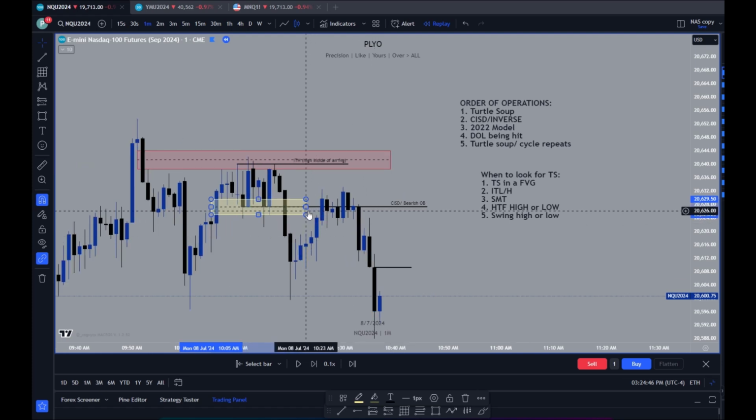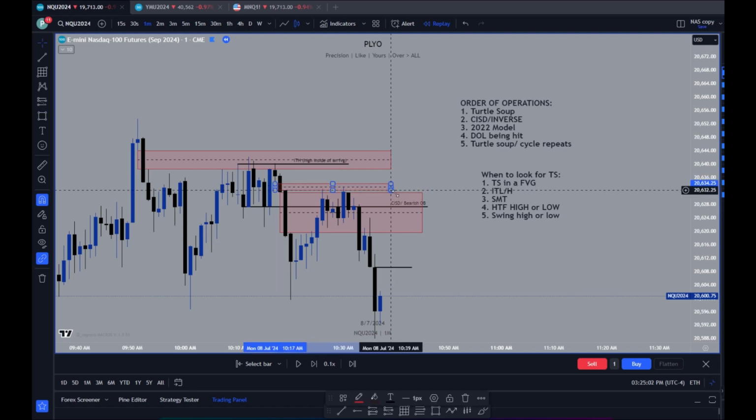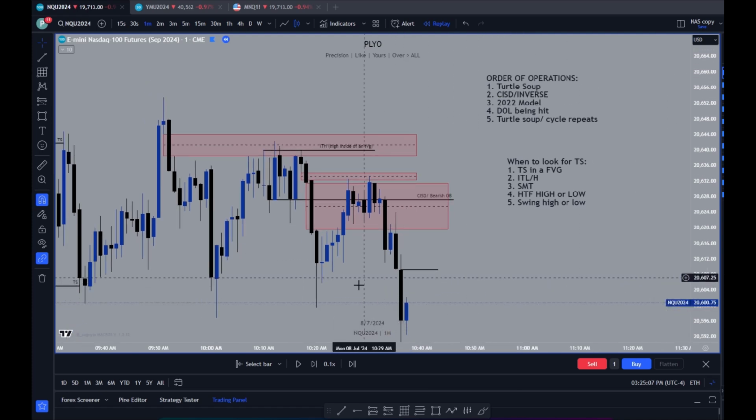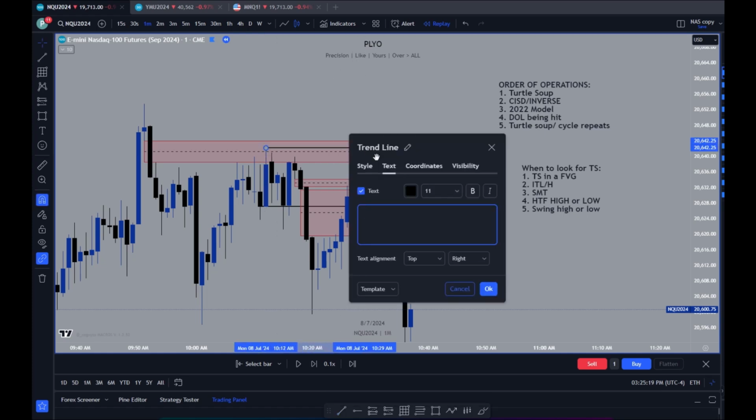Okay. What should happen after the inverse or CISD? You should get a fresh fair value gap, aka your 2022 model. Okay, and you can see this gap held. However, we also did tap into the higher one, repeating the same exact cycle. Okay, so once we get a turtle soup, once we've confirmed it, you should now get a turtle soup high, which in this case is also an ITH.